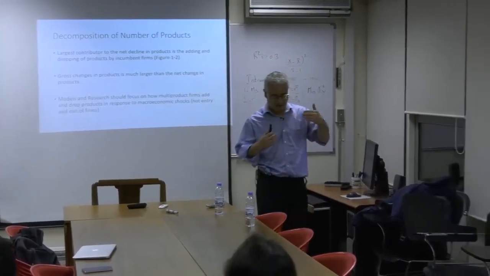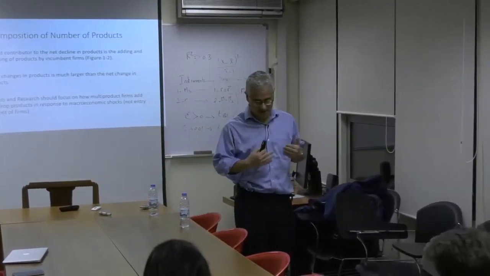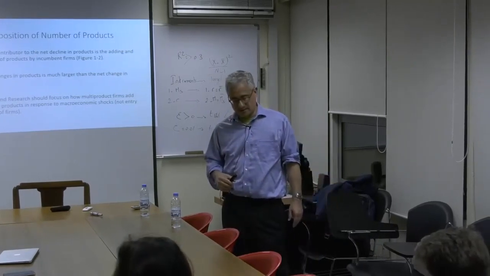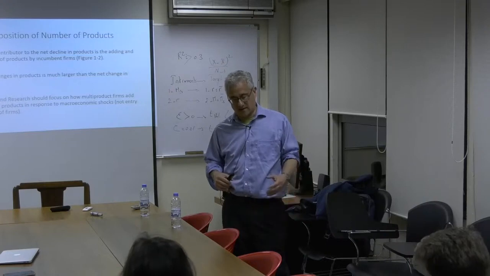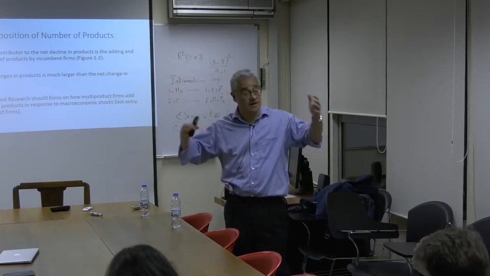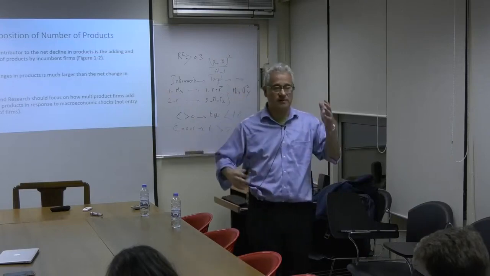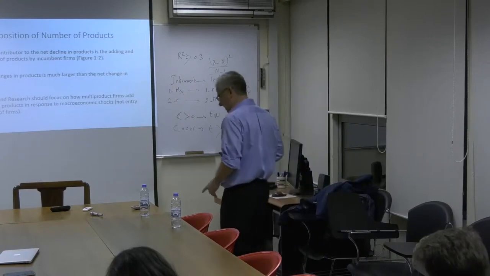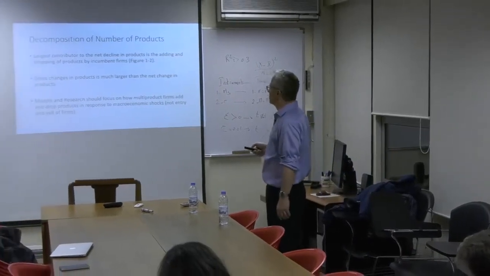So what you want is some story that would explain the fact that this gross change is very big. Why would a company be adding and dropping products at the same time?